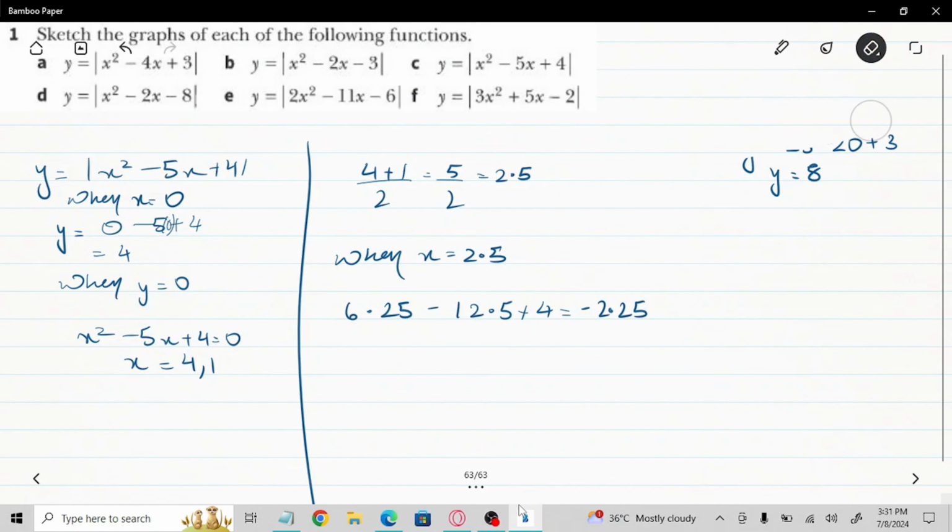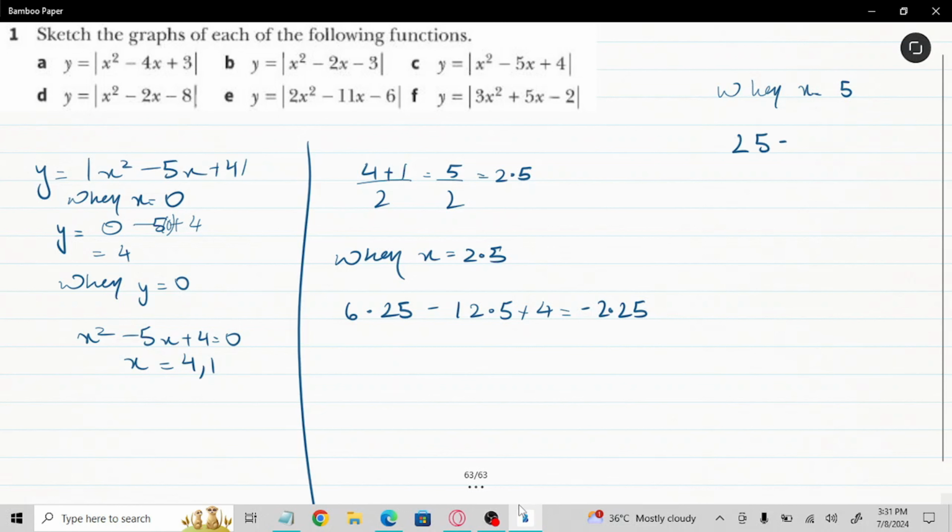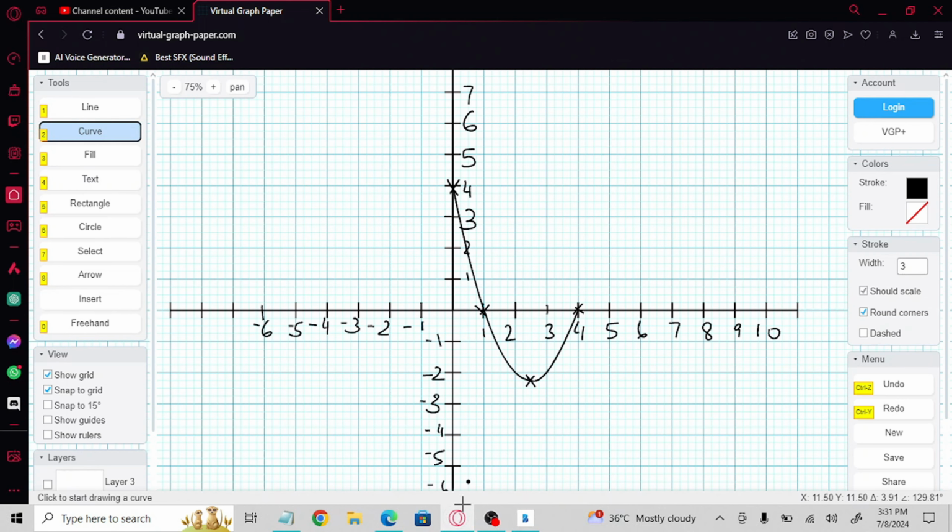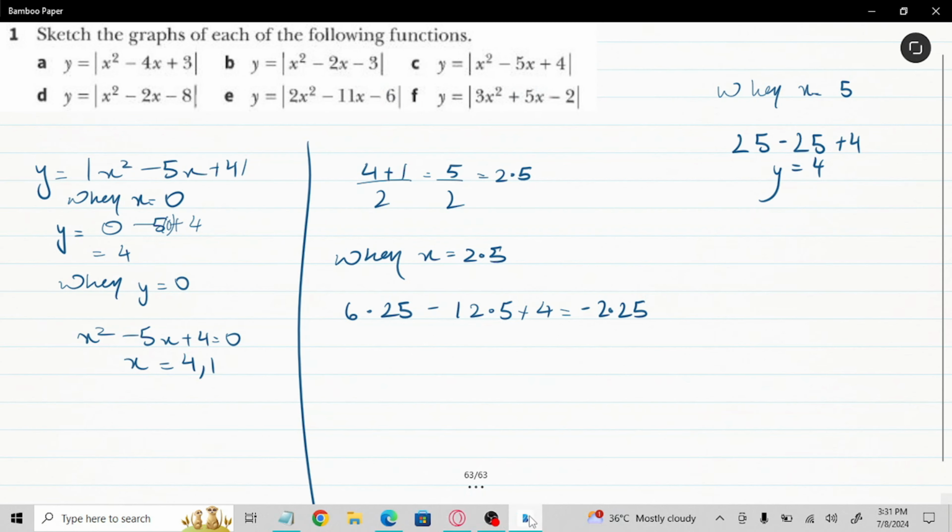My bad, my bad. So when x is equal to 5, we are going to say x squared, 5 5 is 25 minus 5 multiplied by 5 is 25 again plus 4, and that's going to give y is equal to 4. So when x equals 5, y is equal to 4 again. So we are going to connect these points if we can. Something like this, yeah, it's going good. So this is a graph for part C.